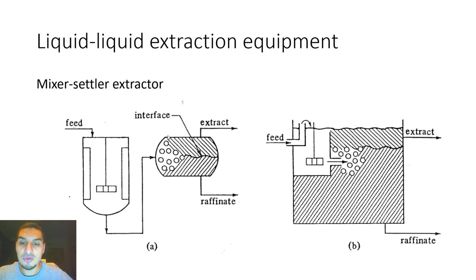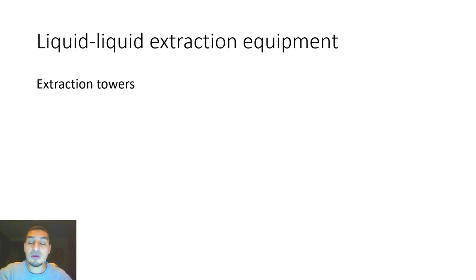And then this is followed by a separation stage that is just an empty tank that lets the two phases separate, and then you get the extract and raffinate from here. This is a similar process. It just combines them in one place. You have here the mixer and the separator in just one tank, but it's exactly the same process with a different arrangement. For steady state or continuous processes, we use other equipment, which is, for instance, the extraction towers.